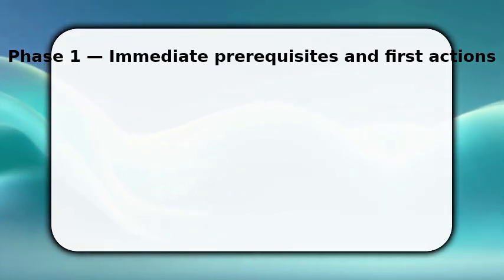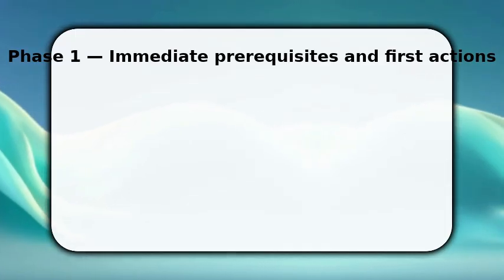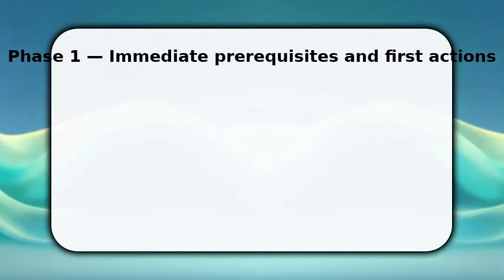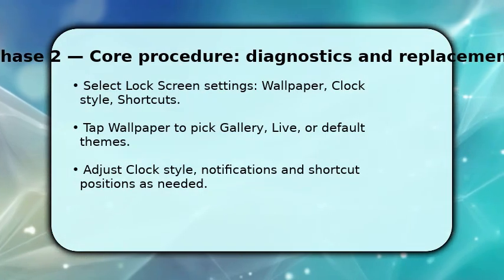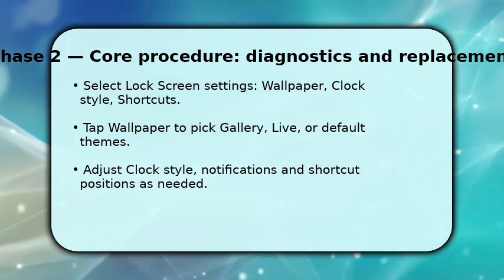Now open Settings, then tap Lock Screen and Password to begin changing the lock screen. This path takes you straight to the options you need. Once here, you can swap wallpapers, shortcuts, or alter the lock security. Once in Lock Screen and Password, choose what to change: wallpaper, clock style, shortcuts, or security type.